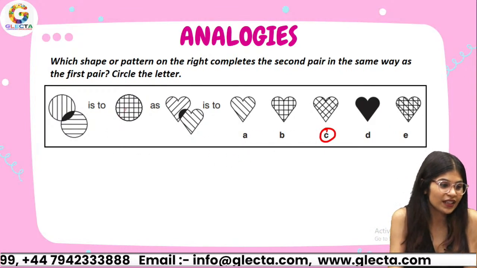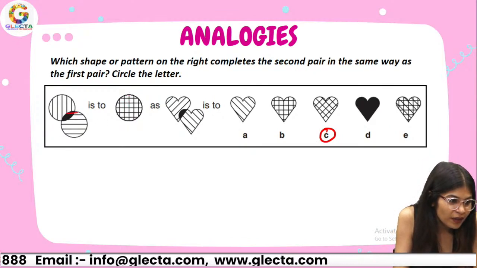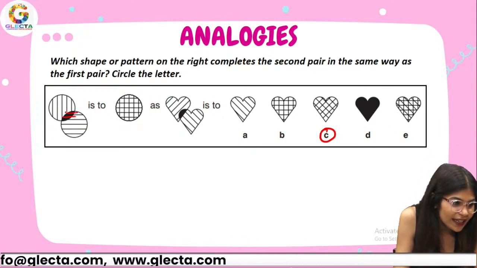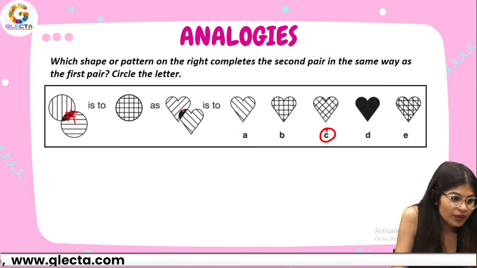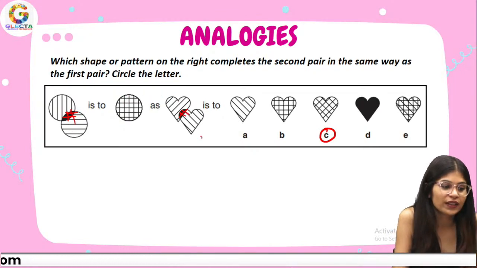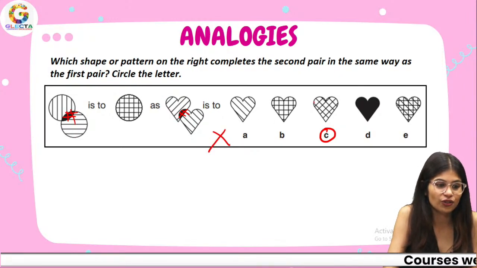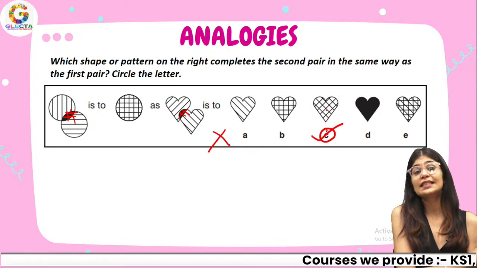It's C because these lines actually come from what they would have looked like in here. So these lines would come from what they look like in here. So the 2 diagonals crossing over. So it's going to be C.